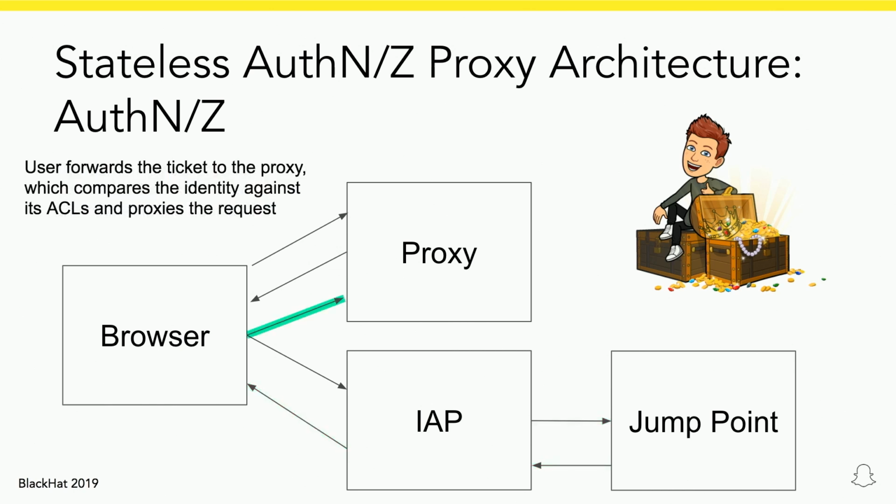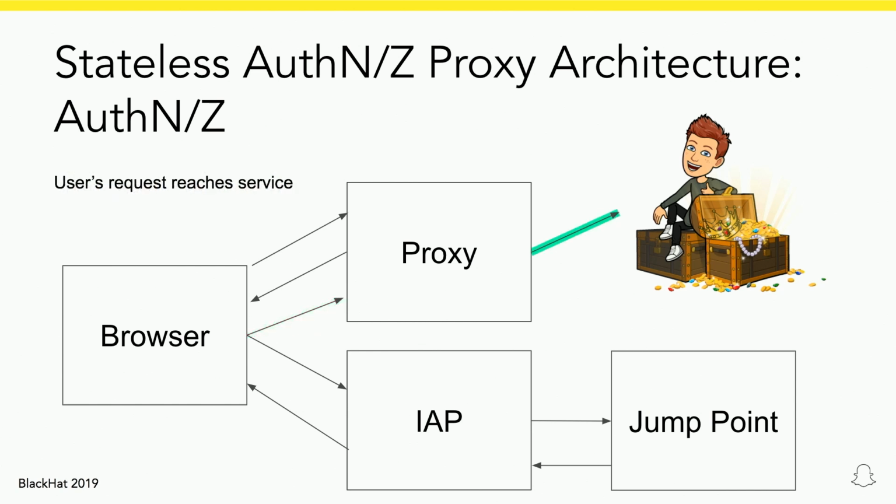The proxy can now unwrap that identity, set a session for that user based on looking at its ACLs if it chooses to authorize the user, and then forwards the user's request onto the actual service. And now the user can just communicate through the proxy. There's two things which are important to call out here.